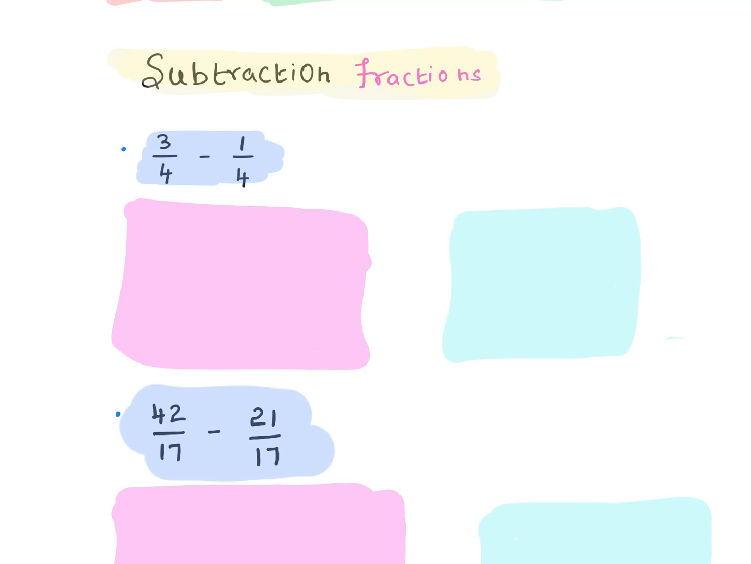So now what we need to do here is 3 by 4 minus 1 by 4. In this problem, we need to check whether the denominators are equal or not. Yes, they are equal, which means we can keep the denominator common here.